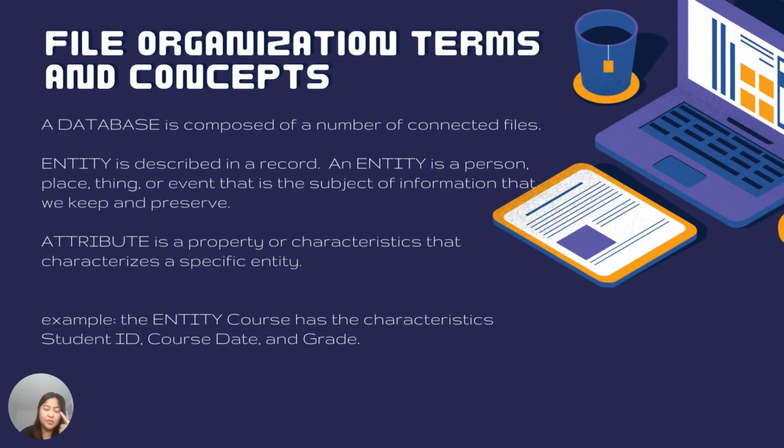File organization terms and concepts. A database is composed of a number of connected files. An entity is described in a record. An entity is a person, place, thing, or event that is the subject of information that we keep and preserve. An attribute is a property or characteristic that describes a specific entity. For example, an entity course has the characteristics of student, course, date, and grade.